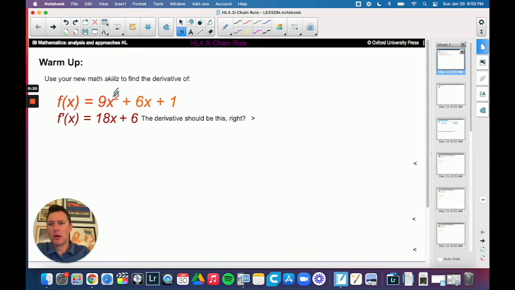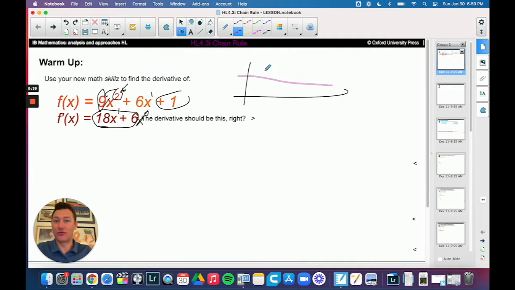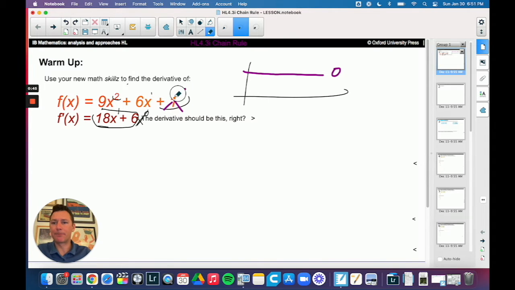You'd say this times this, you multiply those together, there's the 18, and then you drop the exponent by 1, hence the 1, and you do the same thing here. 1 times the 6 gives you the 6, and then this would be x to the 0, which is just a 1, so we ignore that, and then the derivative of a 1 is the derivative of a flat line at 1, if I draw it right. There you go. What's the slope of that thing? 0, so that thing's out, right? So there's our derivative that we'd expect.